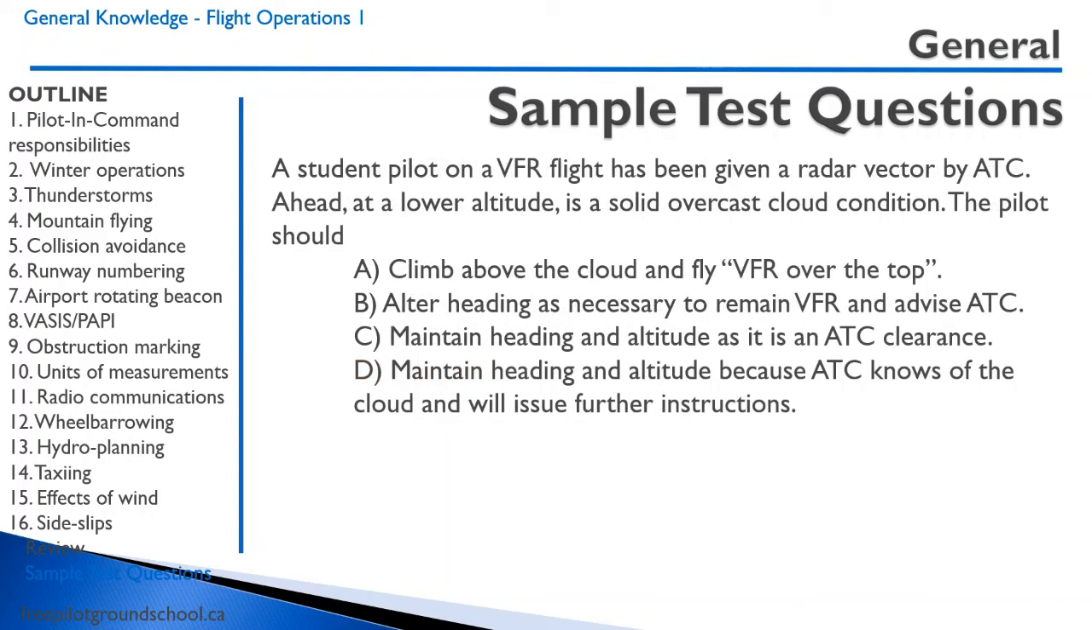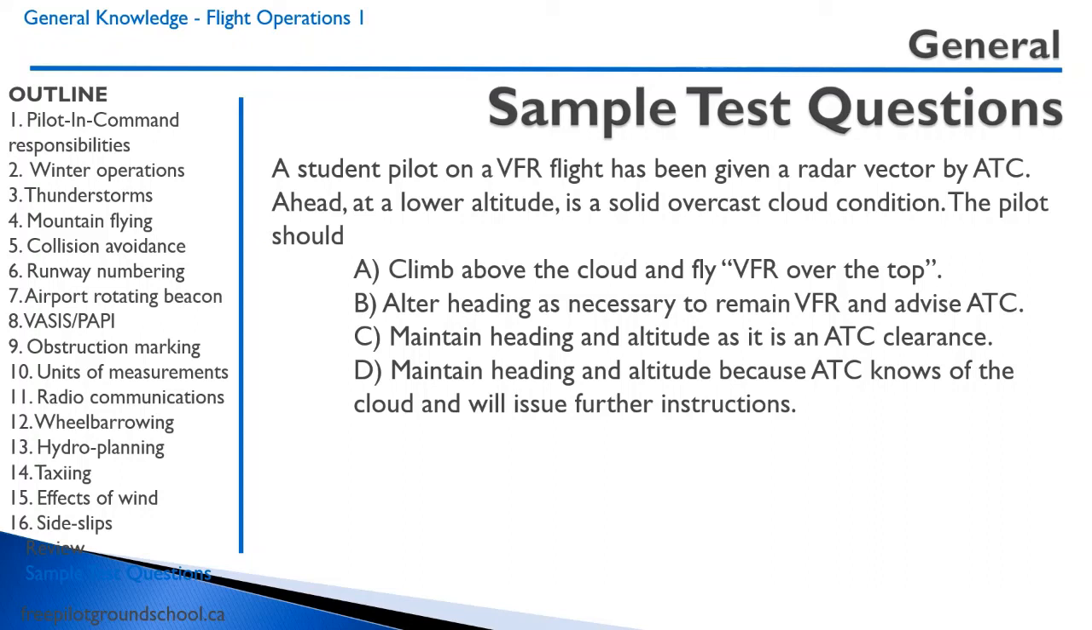A student pilot on a VFR flight has been given a radar vector by ATC. Ahead at a lower altitude is a solid overcast cloud condition. The pilot should A, climb above the cloud and fly VFR over the top. No, absolutely not. A student pilot is not allowed to fly VFR over the top. B, alter heading as necessary to remain VFR and advise ATC. That sounds like a pretty good answer.